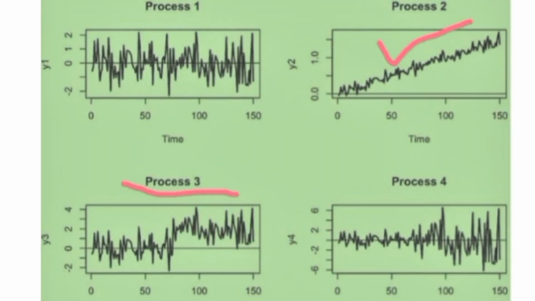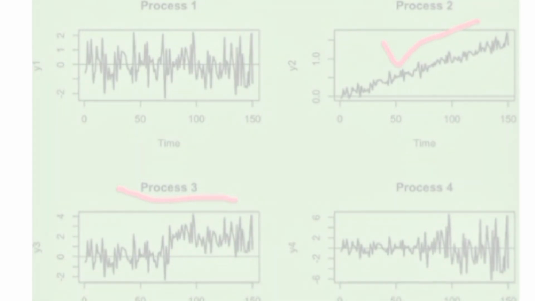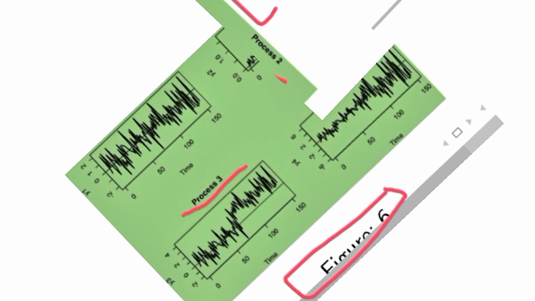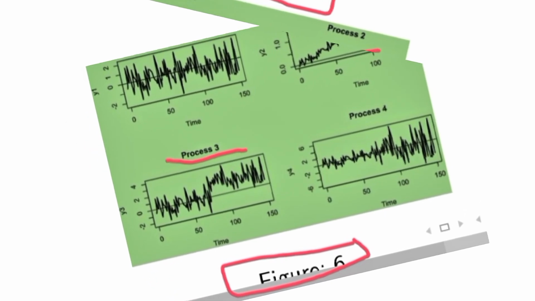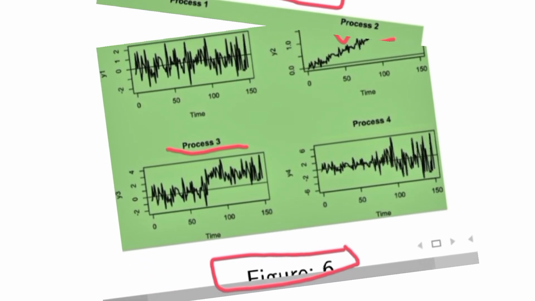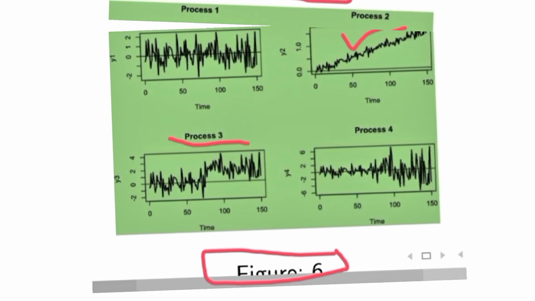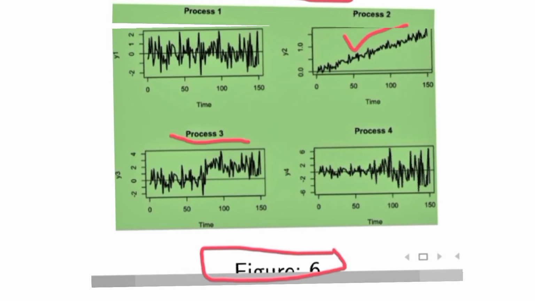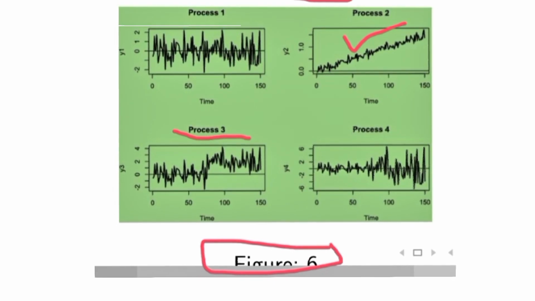Yes, process number 2. So a stochastic process can be represented with this type of graph. The form you see here is what the stochastic process is likely to do.